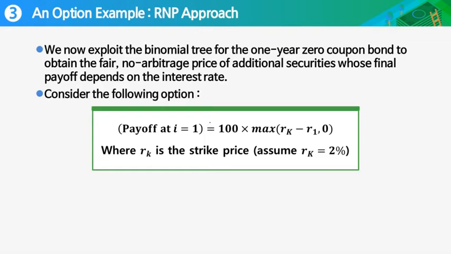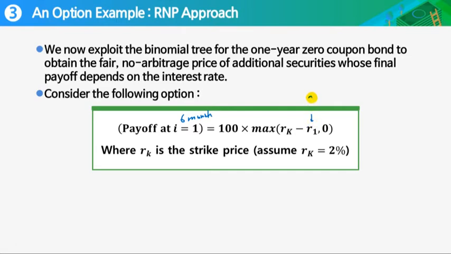Consider the following option. The payoff at i equals 1, which is 6 months later, or t equals 0.5. 6 months later, the payoff of this particular option is 100 multiplied by max of RK minus R1. R1 is the 6 months rate in 6 months later, which we don't know yet. And the max of this one and 0.